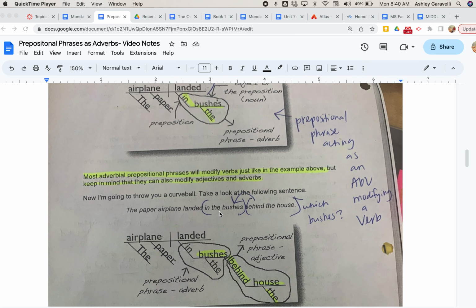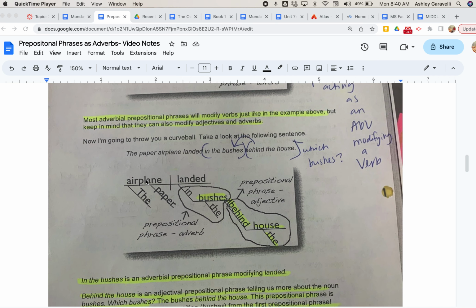So this one's acting as an adverb, modifying a verb, where. This is acting as an adjective because it's telling us which bushes, and bushes is a noun. Okay, so look at this one. Still, airplane landed, the paper, describe an airplane. You still have in the bushes, same place, because it's still an adverb telling you where the airplane landed. But now we're adding this onto it because behind the house is modifying which bushes, okay?